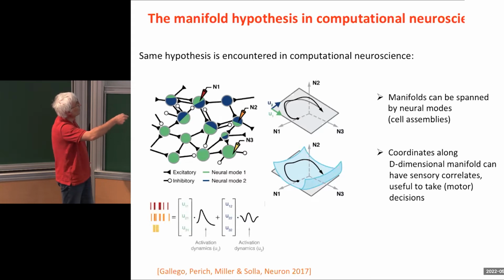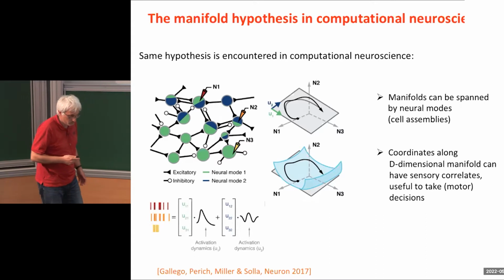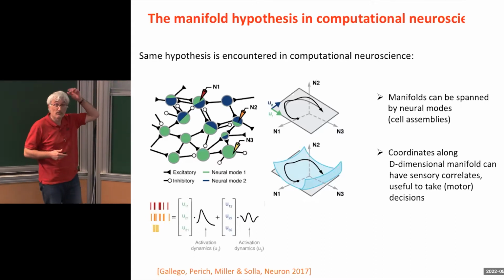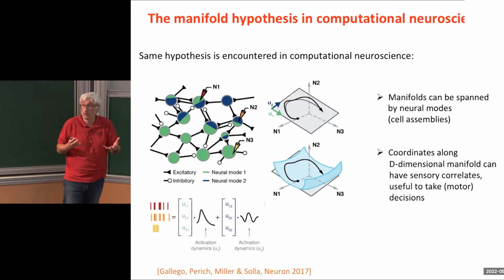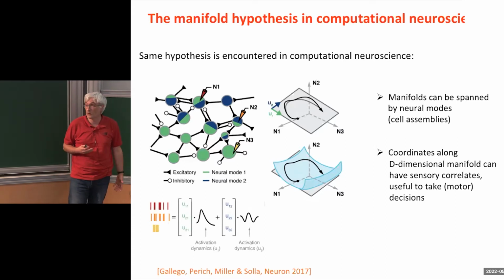Of course, this idea is very naive. Maybe the embedding is not linear, and you would still have a low-dimensional manifold, but a non-linear one. And these collective coordinates may actually have a deep meaning. They can tell us something about the computation which is performed by the network, in particular how it takes decisions, like motor decisions.